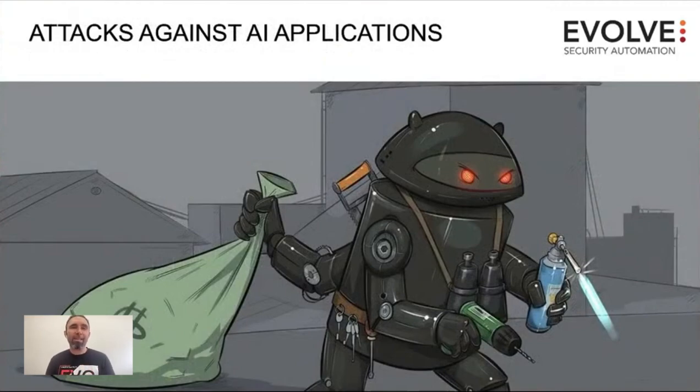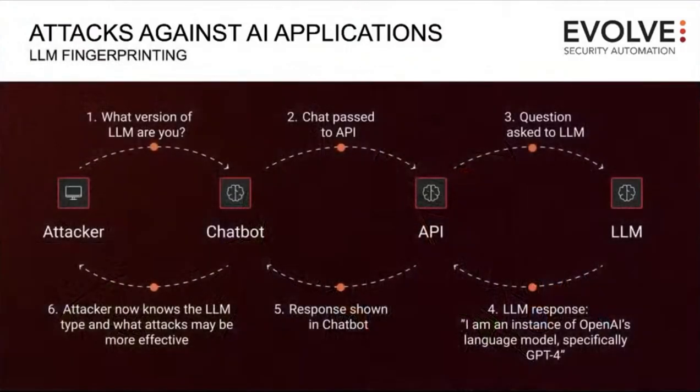So what we're going to start with is attacks against AI applications. You can see the AI robot there going through with his blowtorch and his drill, trying to steal all of our sensitive data. So the first thing that we're going to touch on is LLM fingerprinting.